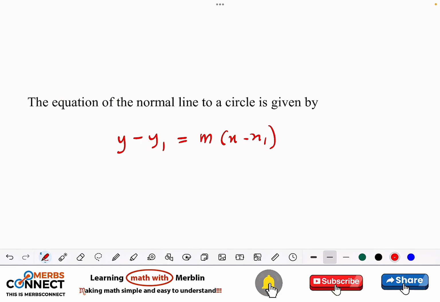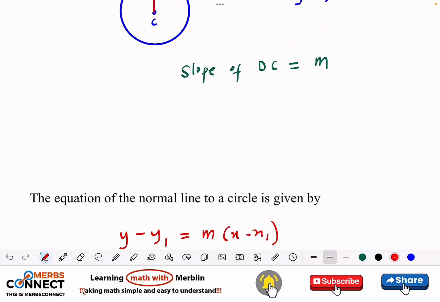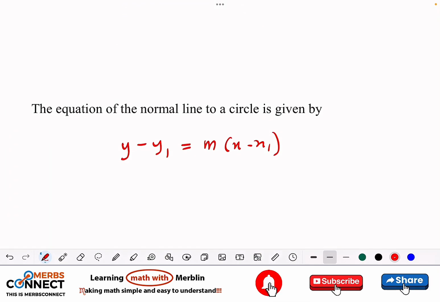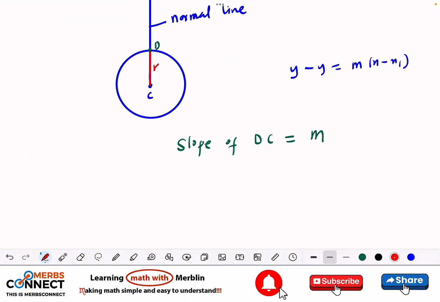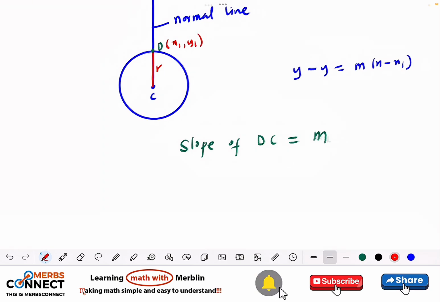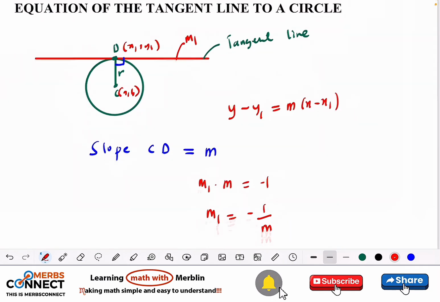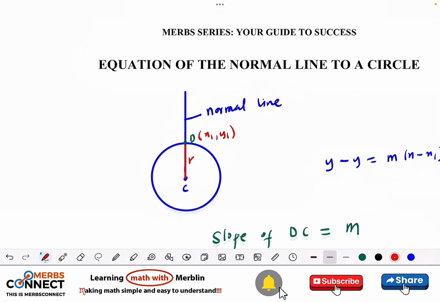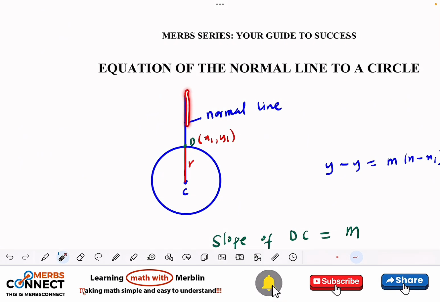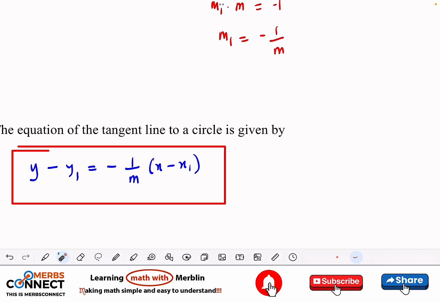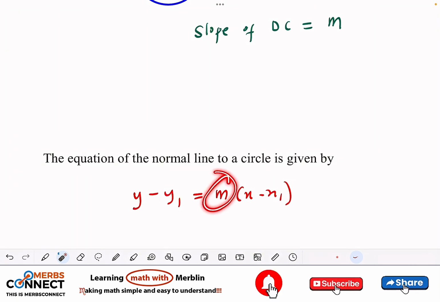So what you need to know is that with the normal line to a circle, the slope is the same thing. So we just have the equation of the line again, given the point D, where we assume that D is x1, y1. Good. So you see that we are trying to reciprocate. If we are using this line to be the normal line, then when we take the perpendicular, we have the tangent line, which gives us the negative reciprocal of the slope of this one.